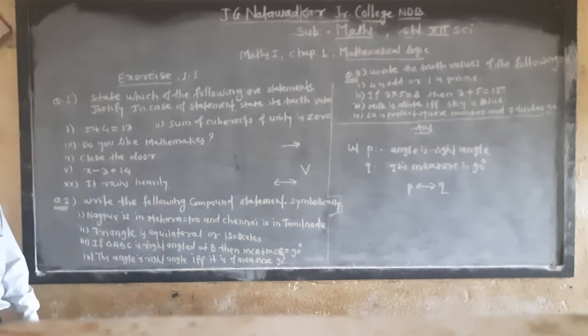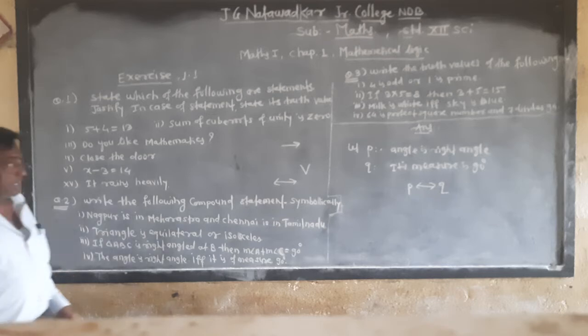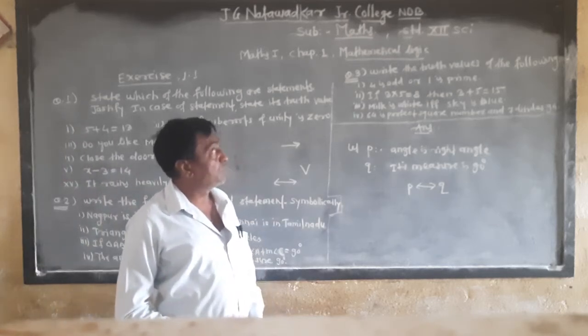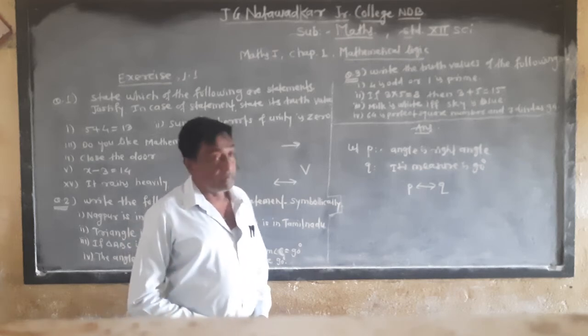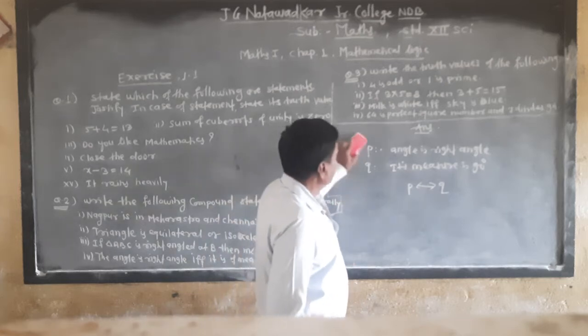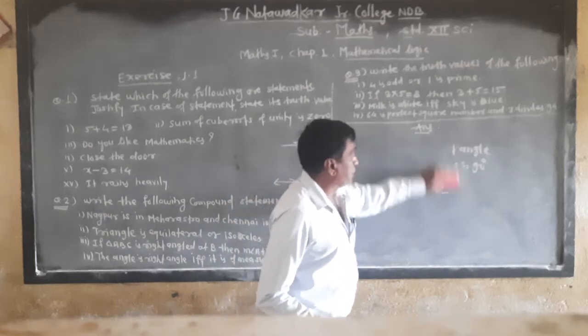Understood? Okay. By the way, we will practice some examples at home. Then, after that, question number 3 is: write the truth value of the following statements. So you are given some statements and you want to find their truth values.